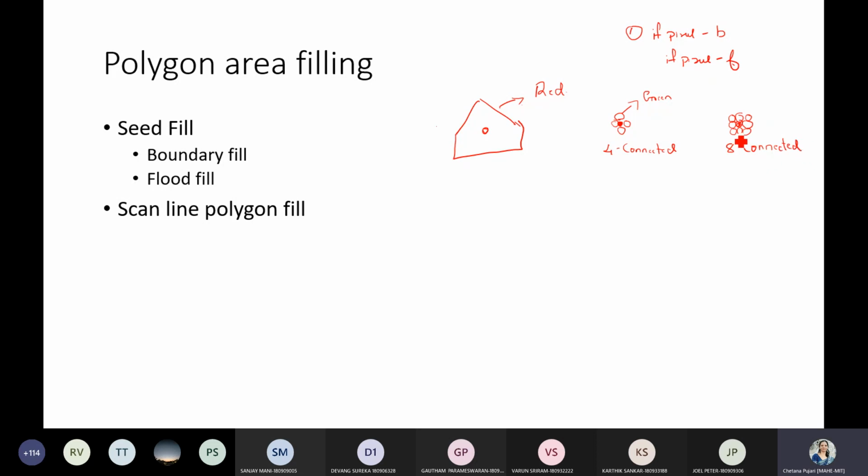This is the 8 connected method. So this is for the boundary fill algorithm. Next is the flood fill algorithm. This was the boundary fill algorithm.